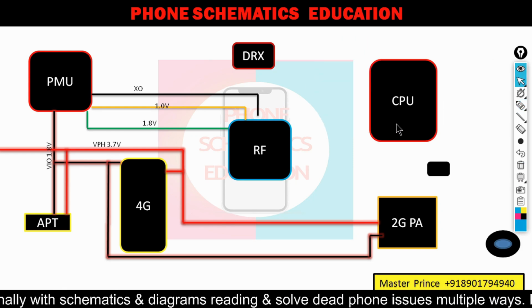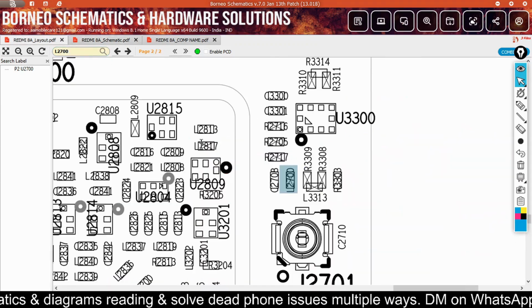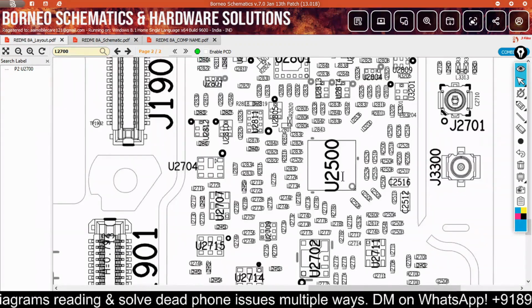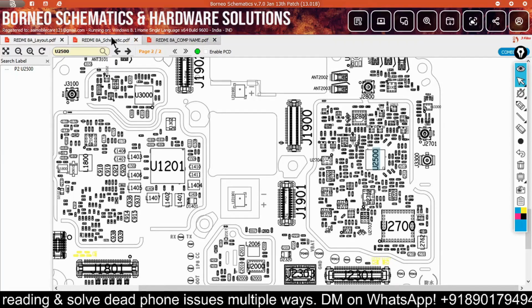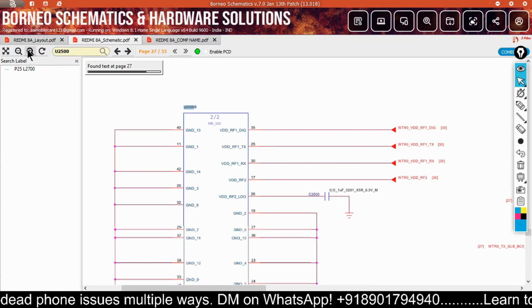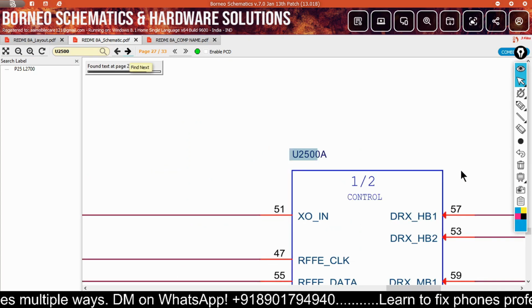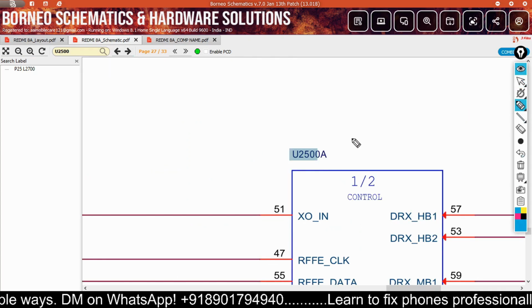So we go to the schematic. Now in the schematic, we first copy directly to the RFIC. This one is the RFIC, and paste, right? Now zoom. Now B and A, right? I already explained this in a video.